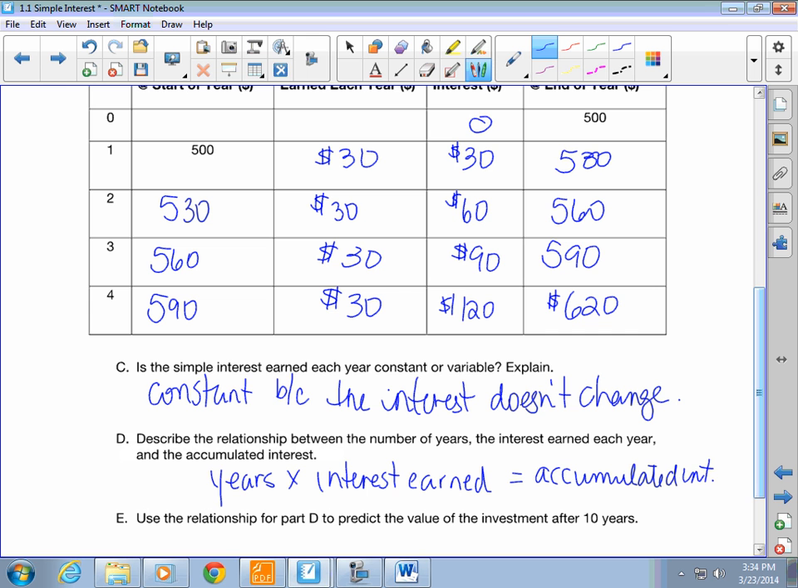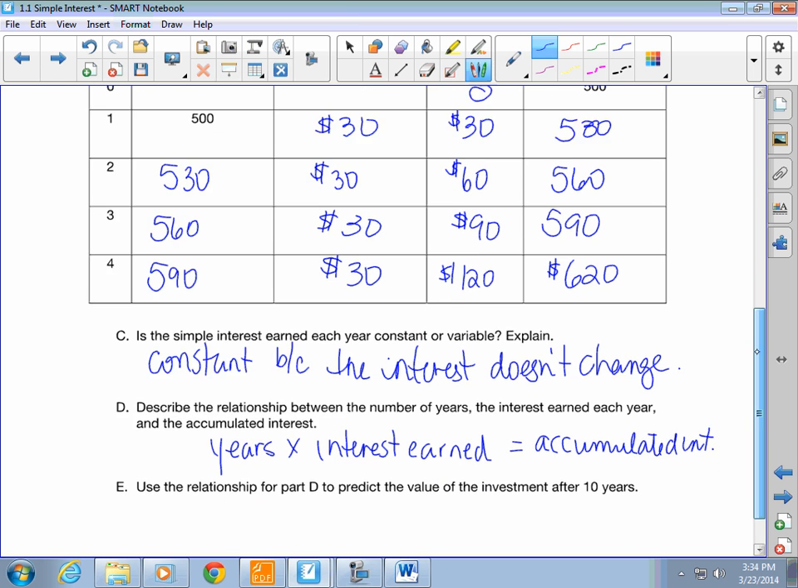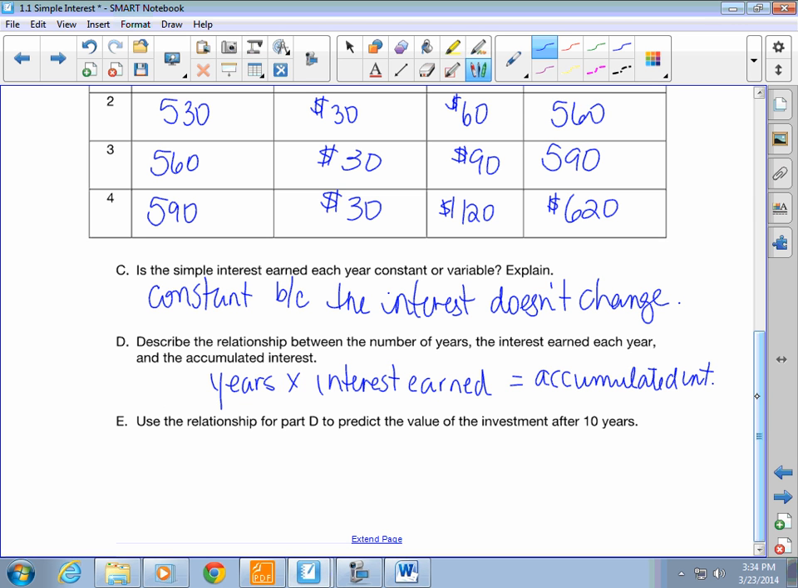So it says use the relationship from part D to predict the value of the investment after 10 years. So after 10 years then, if this is the pattern that this goes, then we would have 10 years times our $30 to be $300 in interest earned. So the total investment then would be that 500 plus 300 interest. So in 10 years, it would be worth $800.